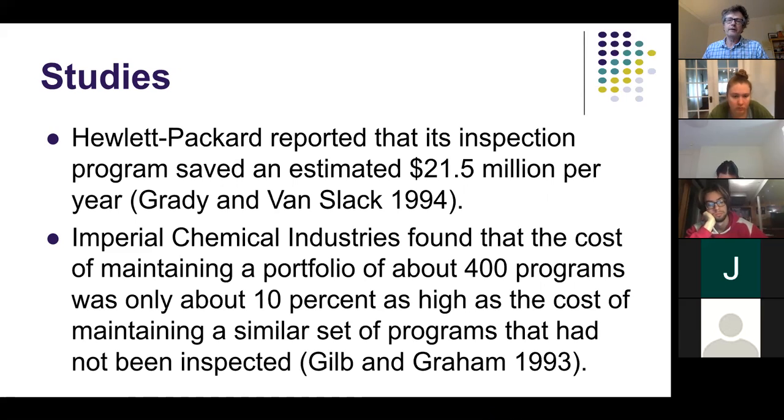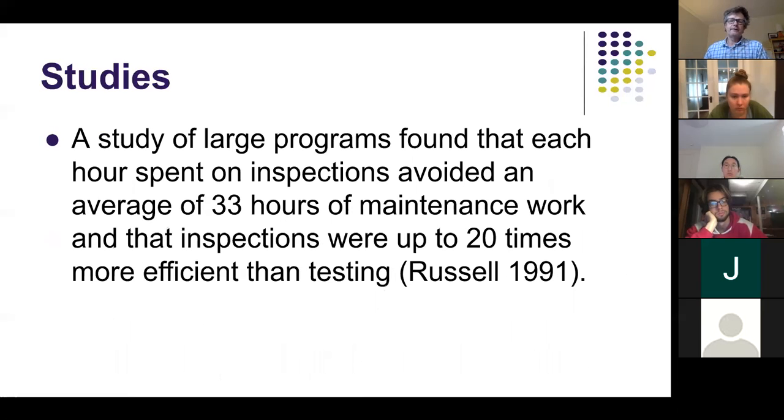Imperial Chemical Studies found that the cost of maintaining a profile of about 400 programs was only 10% as high as the cost of maintaining a similar set of programs that had not been inspected. So that's a 10 times improvement. A study of large programs found that each hour spent on inspections avoided an average of 33 hours of maintenance work, and that inspections were up to 20 times more efficient than testing.